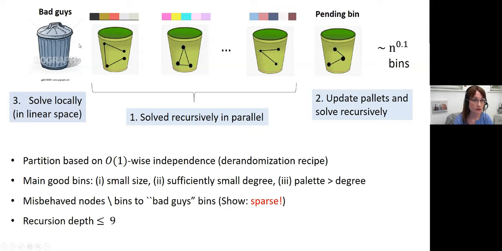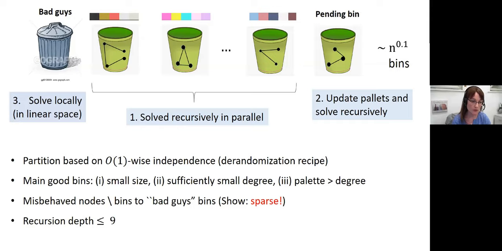I'm going to look at all the colors that are left, and we are going to guarantee that this subgraph on bad guys is super sparse. It just has a linear number of edges, so I can just locally collect it and solve everything, okay? So overall, we are going to have this partitioning of both nodes and colors using constant-wise independence.